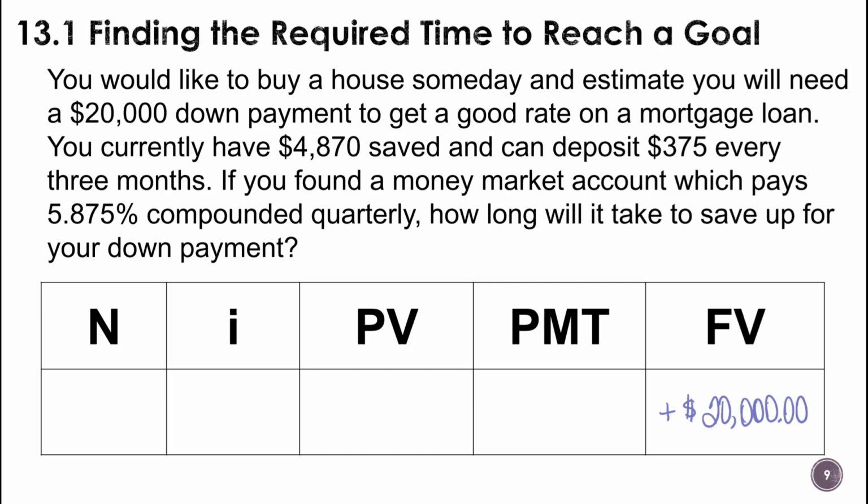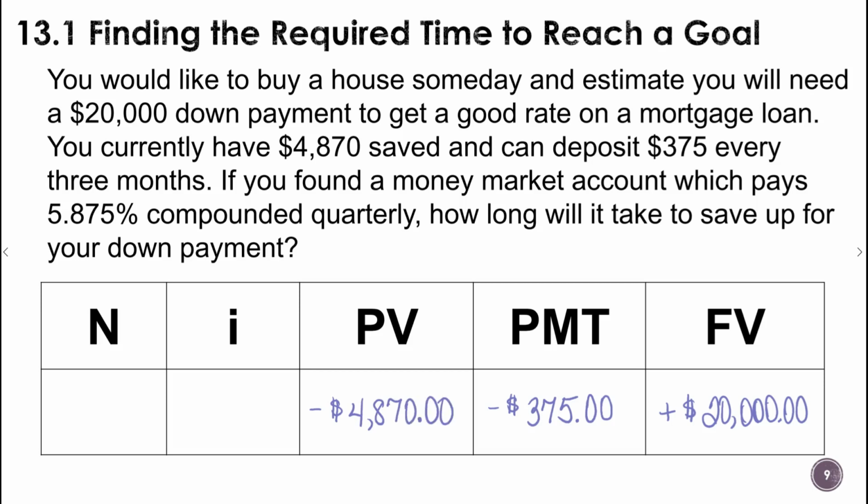You currently have $4,870 saved and can deposit $375 every 3 months. And so for this particular one, we're saving money, and it's on a quarterly basis. The $375 every 3 months is your payment. We don't do anything with that except just keep it the same, $375. Because it's compounded quarterly, every 3 months, that means quarterly. And our initial deposit, the amount that we have saved, is $4,870.